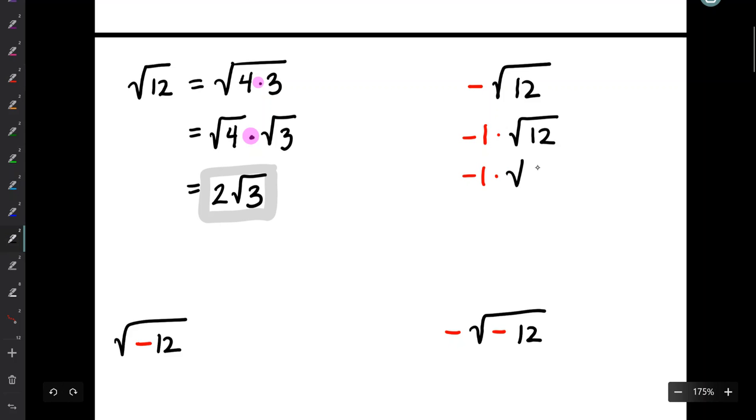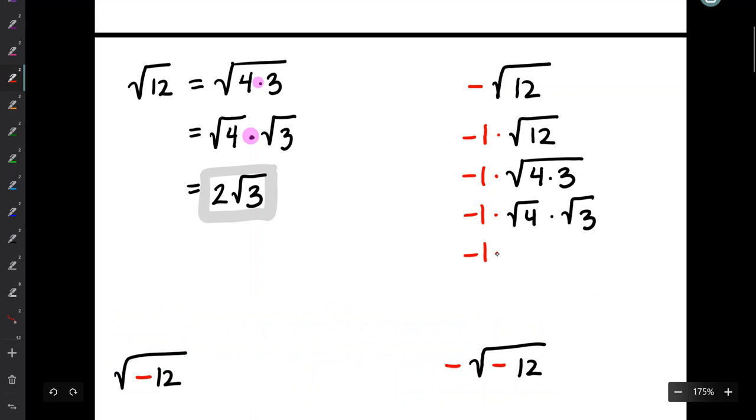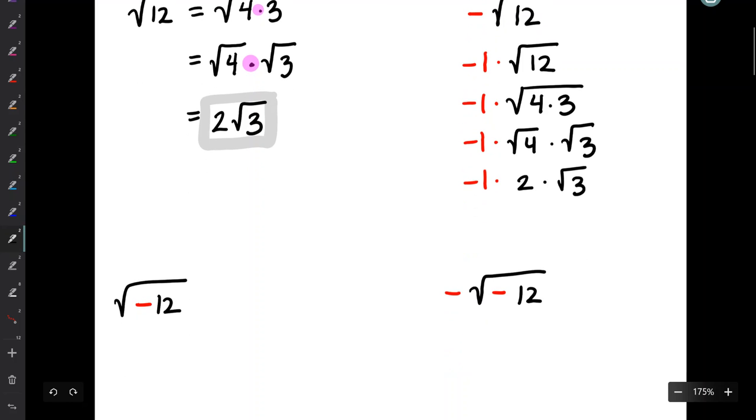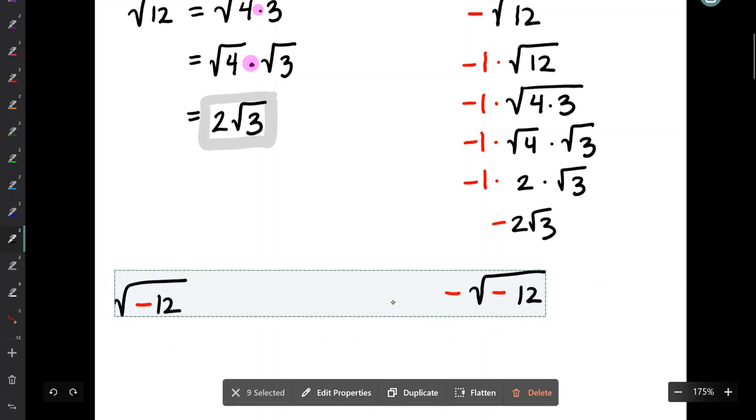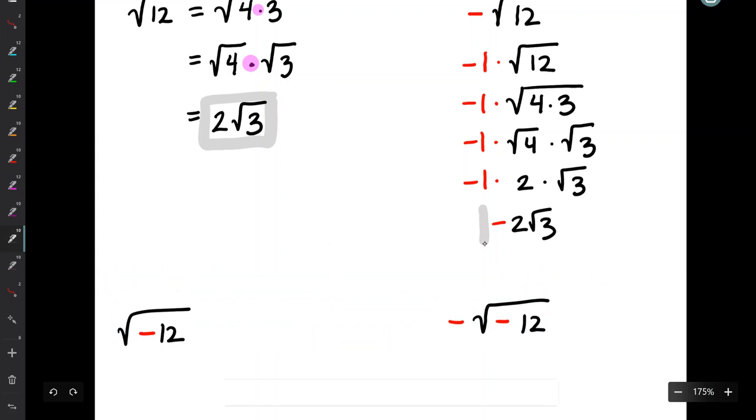Again, square root of 12. 12 is 4 times 3. We have a minus 1 times the square root of 4 times the square root of 3. We have a minus 1 times 2 times the square root of 3, which I will go ahead and write as minus 2 root 3. Minus 2 times the square root of 3, right?